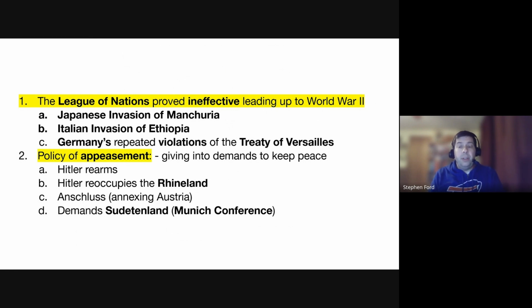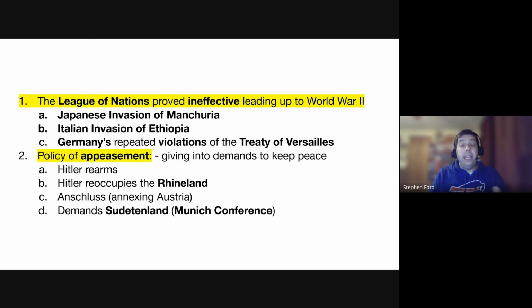You give in to demands to keep peace. So he increases his army. The Treaty of Versailles said he couldn't do that. Hitler does it anyway. Nothing happens. Hitler reoccupies the Rhineland, which was not supposed to have German troops in it. They don't stop him. The Anschluss, or the annexing of Austria, adding Austria to Germany, that was forbidden.